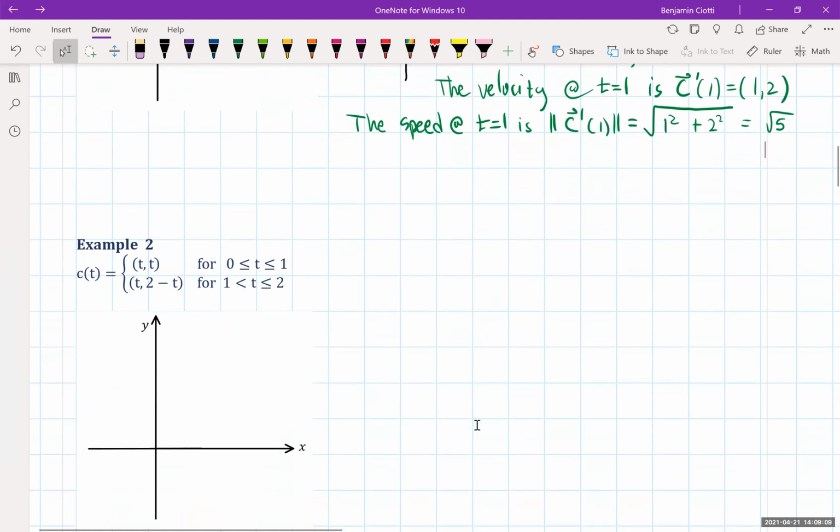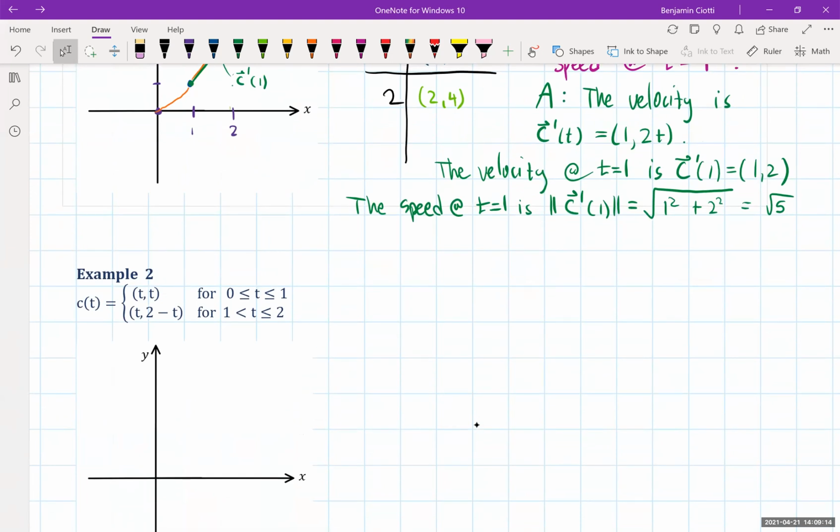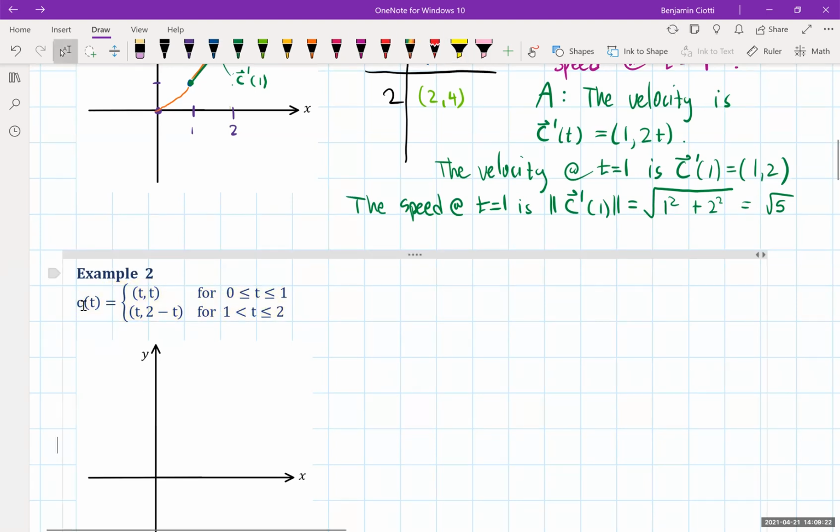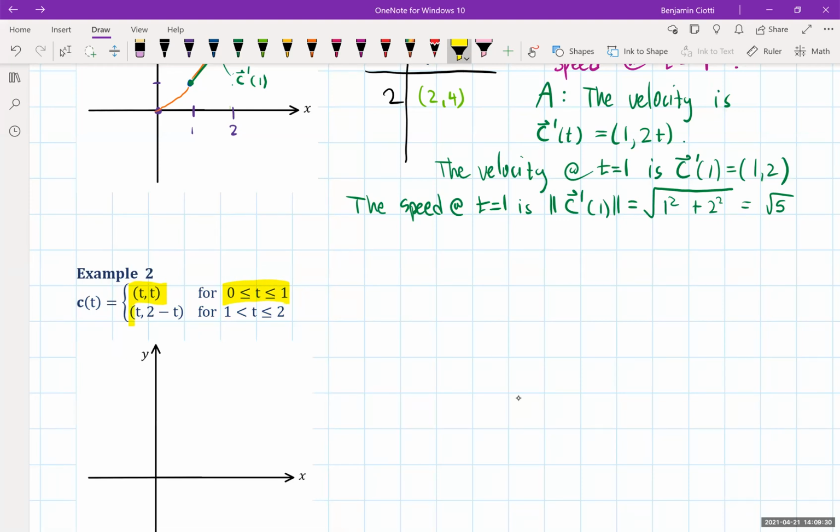Here's another example. How about the path whose components are t comma t, with t between 0 and 1, and t comma 2 minus t, where t is between 1 and 2. In order to figure out what this path looks like, again, I'm just going to plot a few points for t, and then I'll see what c of t is.